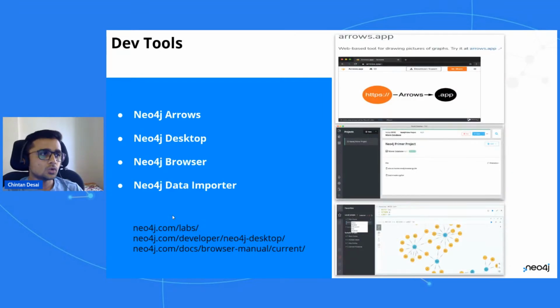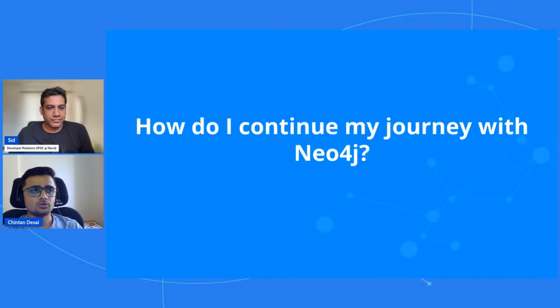There are some dev tools like Neo4j Aura, Desktop, Browser, and Importer. We talked about Browser and Importer. Neo4j Desktop is something you install on your Windows desktop, and then you don't need to go to the browser to access Neo4j. So that's Neo4j Browser.